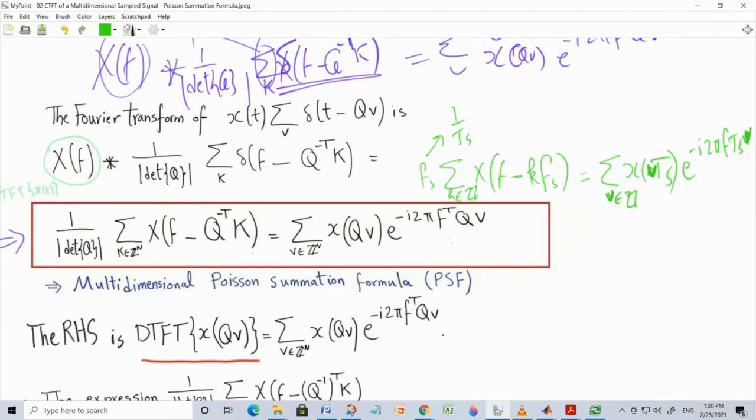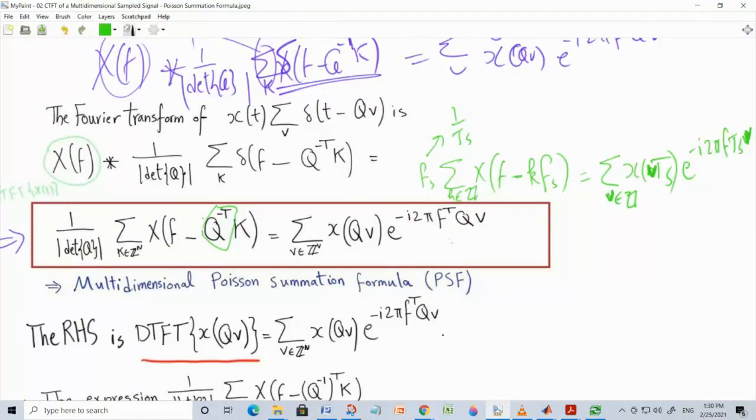This result in multiple dimensions tells you that if you sample a multidimensional signal, it becomes a discrete-time signal, and its DTFT is basically the CTFT periodized, so it is repeated by the matrix Q inverse transpose. So it's the same idea.